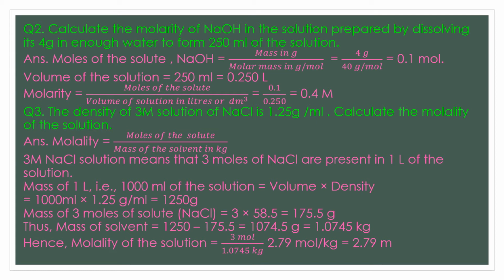Thus we know that the mass of solvent will be equal to the mass of solution minus the mass of solute. The solution is 1250 grams and the solute is 175.5 grams. After subtracting, we get 1.0745 kg. Now we can simply calculate the molality by putting these values in the formula. After dividing 3 moles by this kg, we get 2.79 molal. This is the molality of the solution. I hope you have understood.